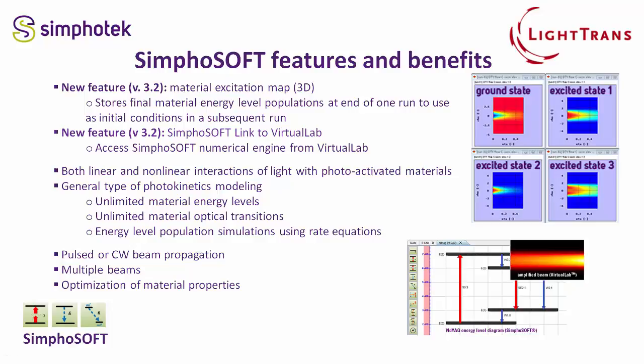You'll see plots of populations. For example, here is the ground state. Populations in red are high populations, blue are low populations. You'll see the populations as a function of radius out from the center of the beam and as a function of distance traveling through the sample. So this is a 2D plot of what an excitation map would look like. In the program, we're actually using 3D plots as a function of radius and distance to the sample.